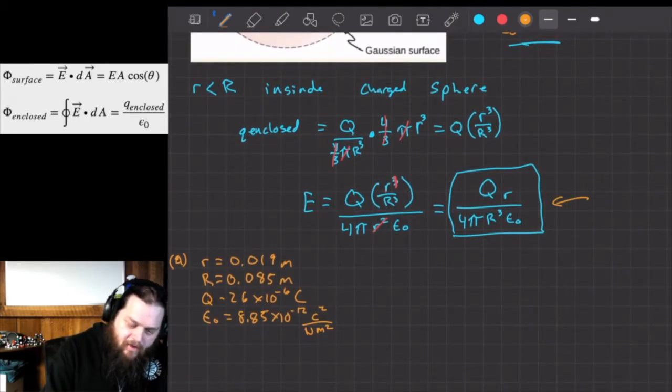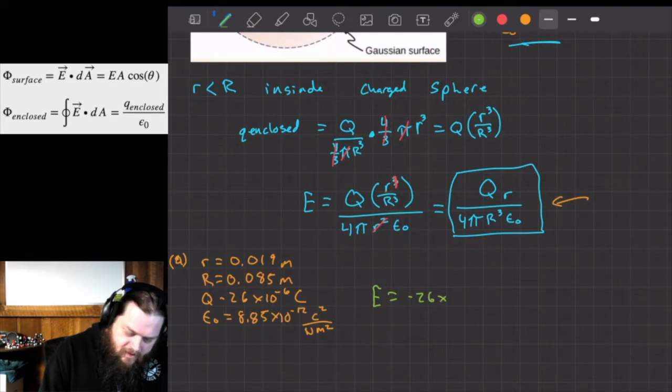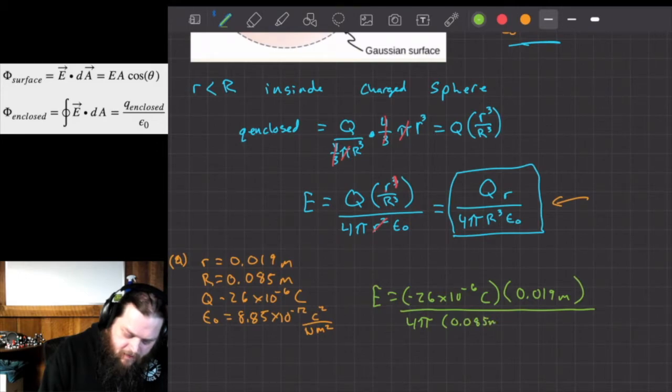So just plugging those values in, I know that the electric field here is going to be equal to negative 26 times 10 to the negative 6 coulombs times 0.019 meters, divided by 4 pi times 0.085 meters cubed times 8.85 times 10 to the negative 12 coulomb squared over Newton meter squared.